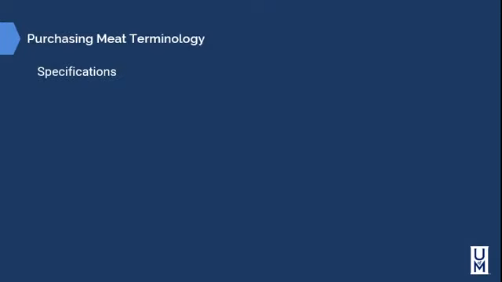When purchasing meat, there are a couple of terminology terms that we need to be aware of. Specifications. Specifications refer to the size, quality, quantity of the product itself. IMPS, or Institutional Meat Purchase Specifications, is what we go by with this.